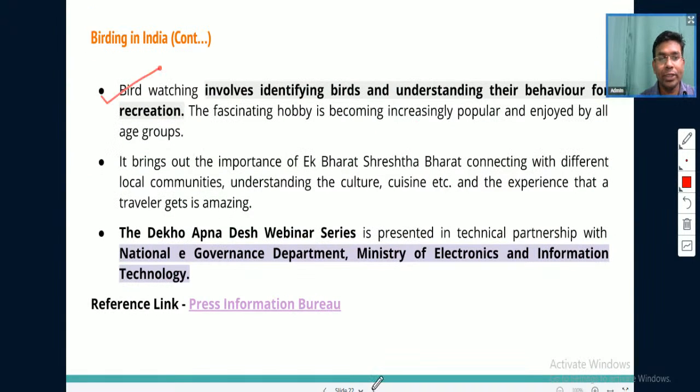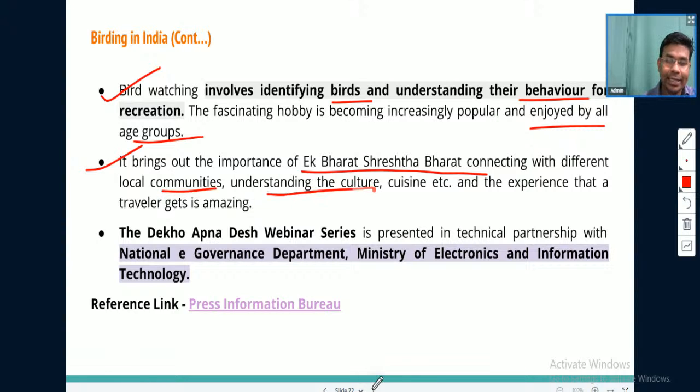So bird watching involves identifying birds and understanding their behavior for recreation. This fascinating hobby is becoming increasingly popular and is enjoyed by all age groups. It brings out the importance of Ek Bharat Shresth Bharat, connecting with different local communities, understanding the culture, like cuisine, and the experience that travelers get is amazing.